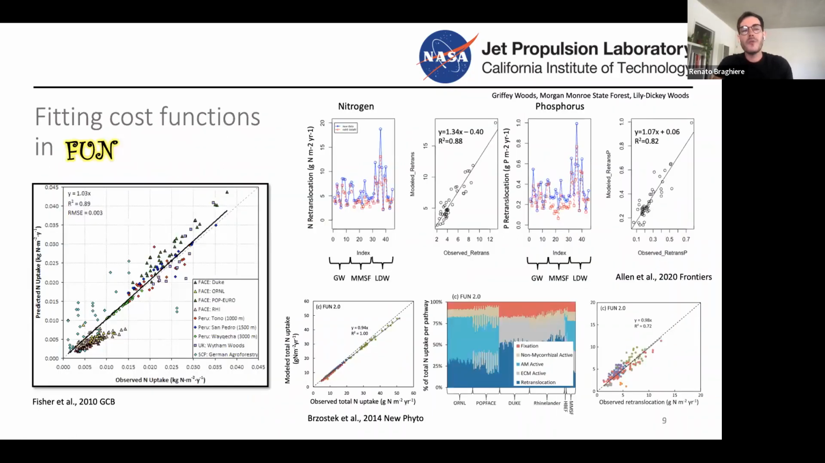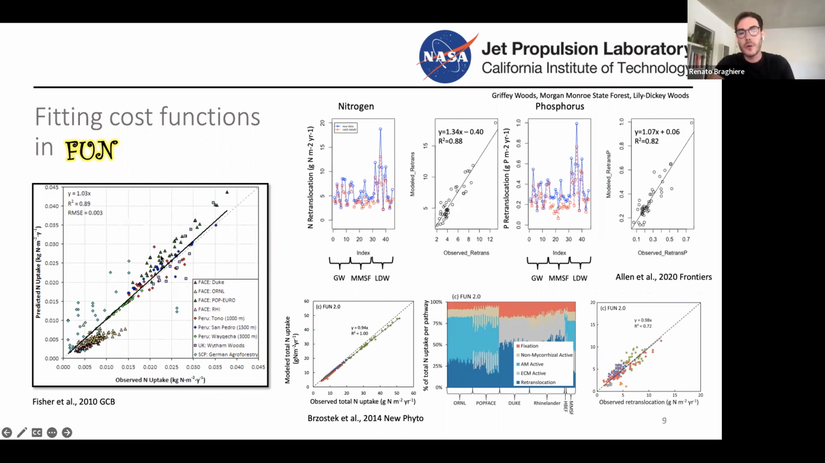And so how can we find these cost parameters? Well, we use some feeding cost functions to find these parameters. So the first paper that was published about this model was in 2010 in GCB, where we had a bunch of sites here, some FACE sites. FACE is a fertilization experiment with CO2, and other sites on Earth where we had observed nitrogen uptake, and we fit those K parameters to those different uptake pathways.